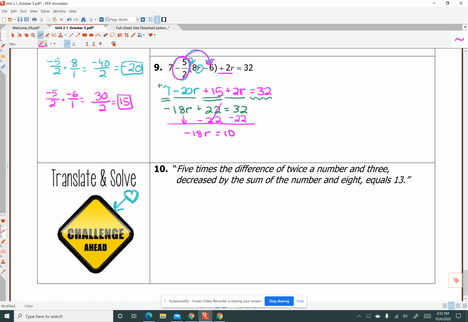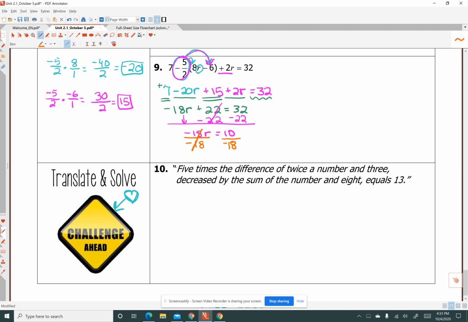And now we again ask that question, what is happening to r? R is being multiplied by negative 18, so we'll divide by negative 18. When we take this step, don't forget the negative sign, so important. We don't want to be left with negative r, or we'll need to divide by negative 1 at the end. It's just an extra step. So let's divide both sides of the equation by negative 18.